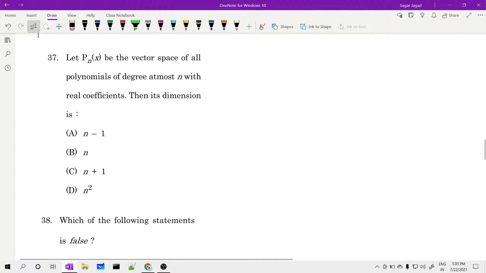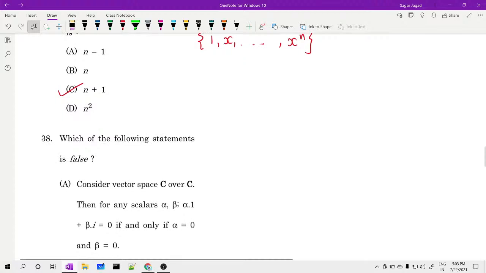Let P_n(x) be the vector space of all polynomials of degree at most n with real coefficients. Then the dimension is nothing but n plus 1. What is the basis, my dear friends? It is 1, x, till x raised to n. So this is nothing but n plus 1 dimension.